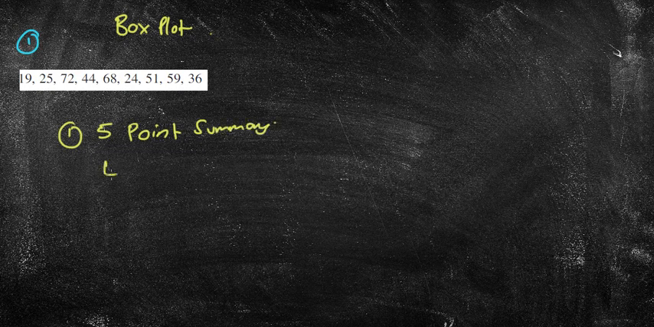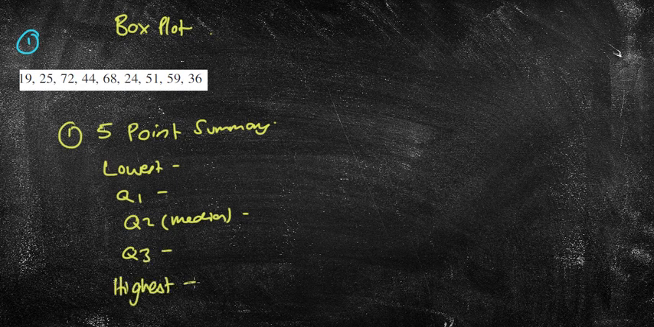Whenever we're asked to draw a box plot, the very first thing we need to do is to have a 5-point summary. That's very, very important. We need to have the lowest score, Q1, Q2, which is the median, Q3, and we need to have the highest. So we need those 5 pieces of information before drawing our box plot. So let's start by doing that.